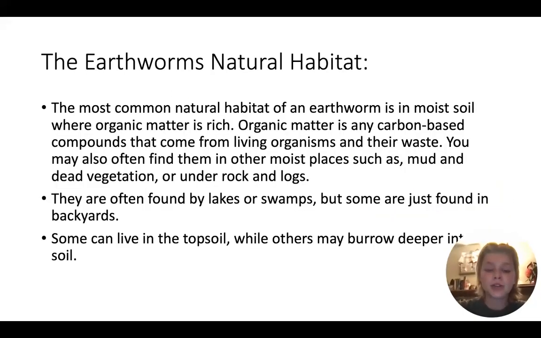The earthworm's natural habitat. The most common natural habitat of an earthworm is in moist soil where the organic matter is really rich. Organic matter is any carbon-based compounds that come from living organisms and their waste. You may also find them in other moist places, such as mud and dead vegetation or under rocks and logs. They are often found by lakes or swamps, but some of them can just be found in your backyards. Some can live in the topsoil, while others may burrow very deep into the soil.